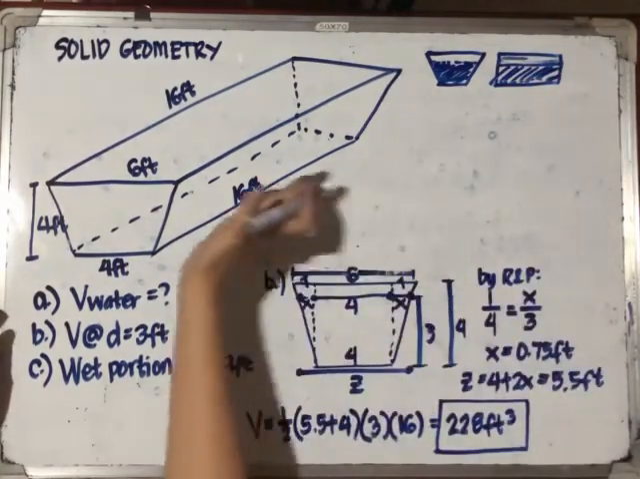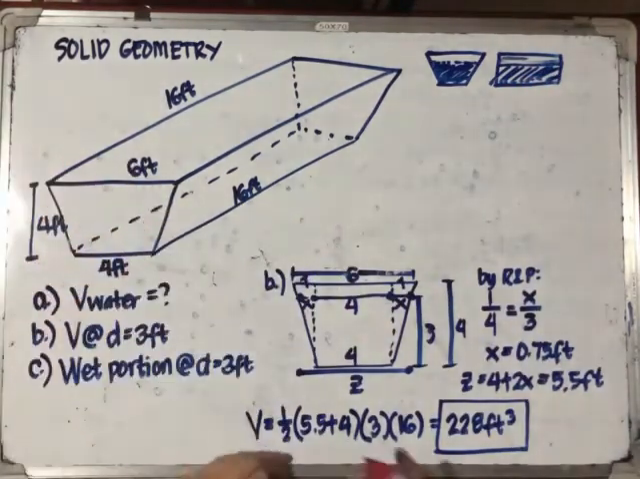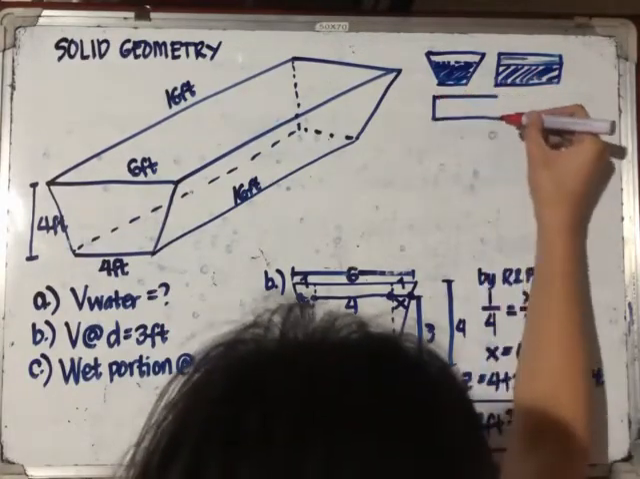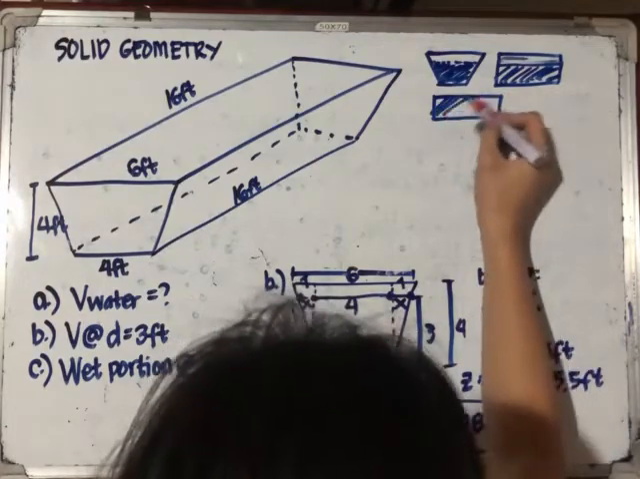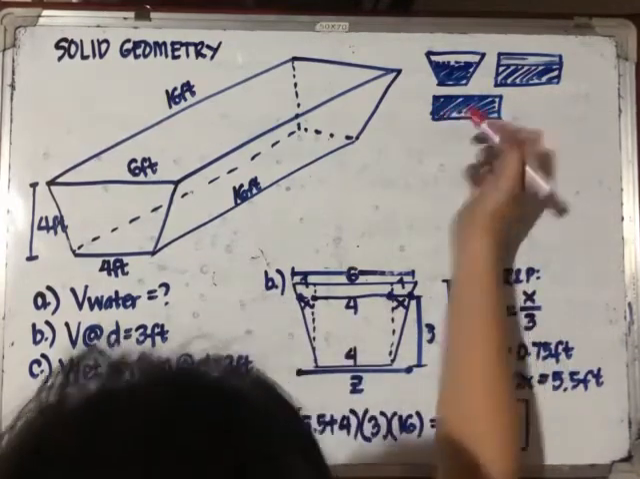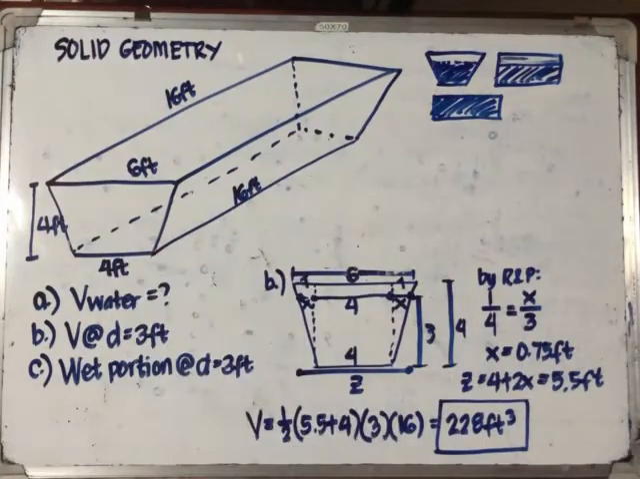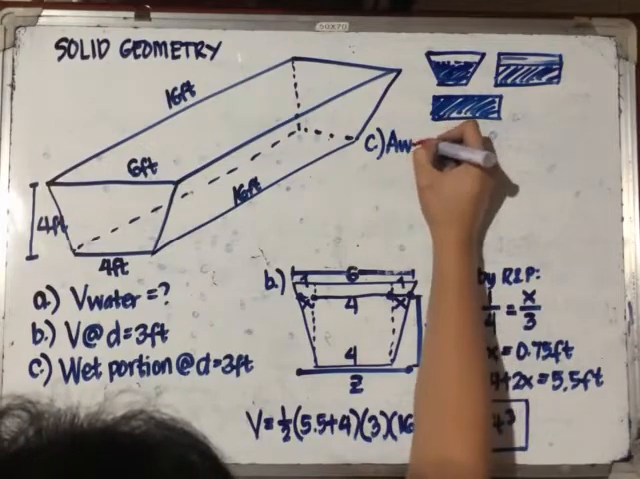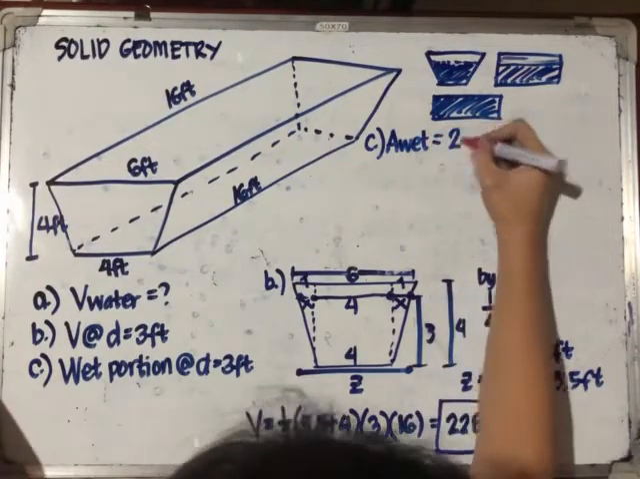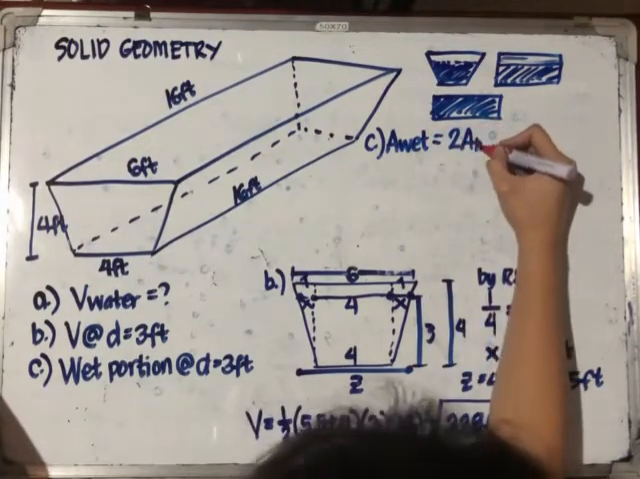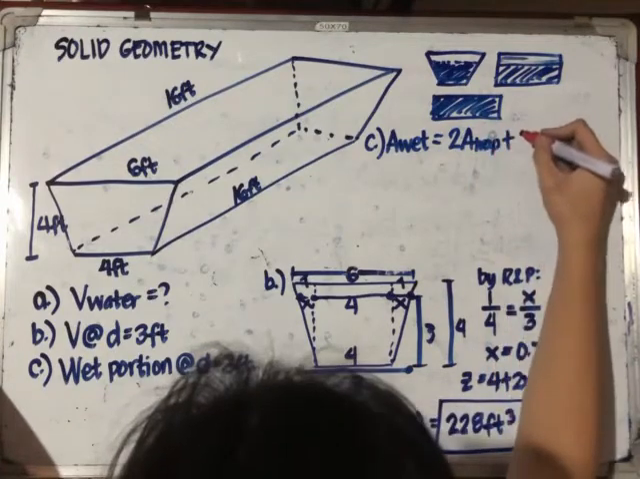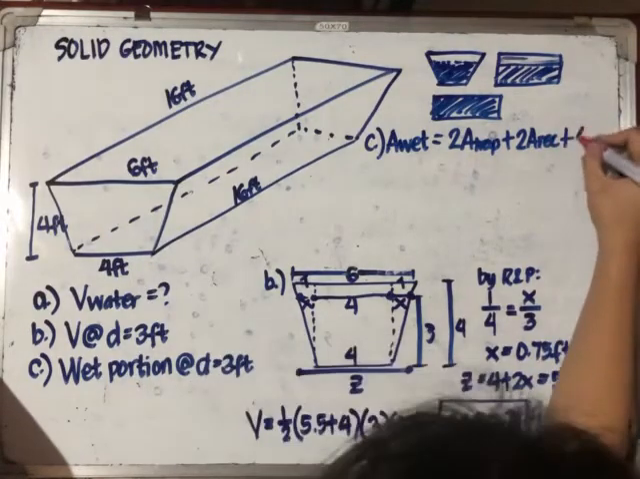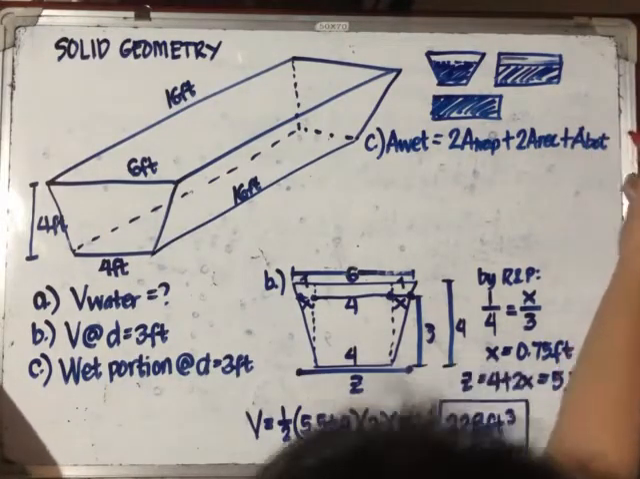And again, meron kang rectangular sa side and rectangular sa other side. And lastly, may makikita ka din sa bottom part. Huwag mo kakalimutan yan, no? Sa bottom part, wet portion din yung nandyan na part. Therefore, if we are to get the area of the wet portion, we have to get 2 areas of trapezoid, 2 areas of rectangle, dito yung nasa side, plus area of the bottom section.